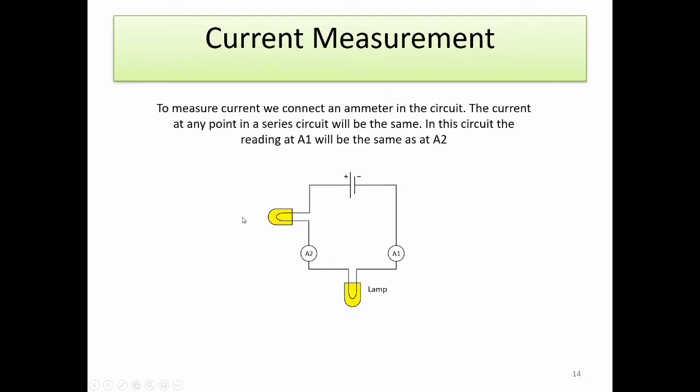Current measurement. To measure current, we connect an ammeter in the circuit. The current at any point in a series circuit will be the same, as we've already said. So in this circuit, the reading at A1 will be the same as the reading at A2.